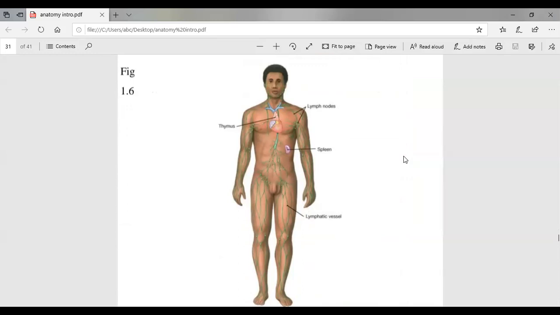So this is another organ showing lymph vessels. As you can see, it has many organs: the spleen, the thymus, the lymph nodes. So these are the different organs which produce the fluid called lymph, and then the lymph is carried to different parts of the body using the lymph vessels. So this is how our immunity works. Let's go ahead.